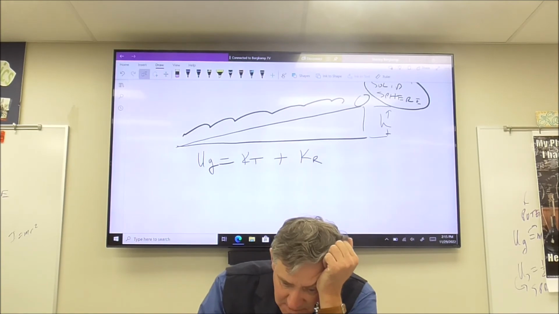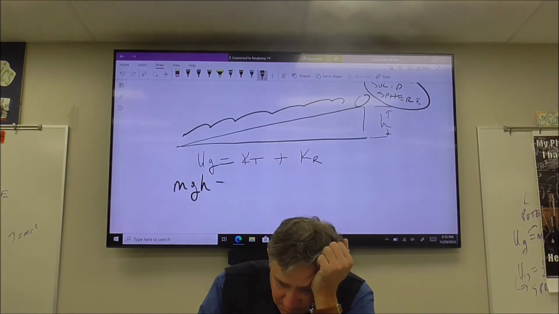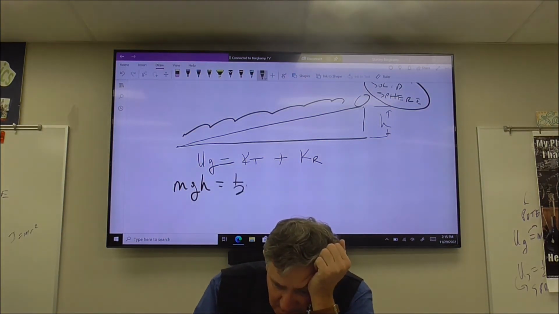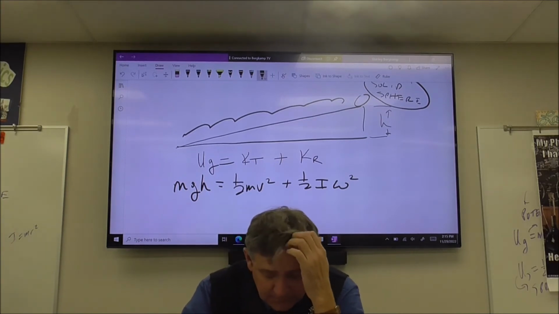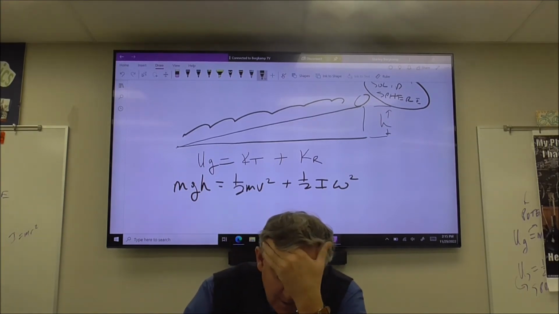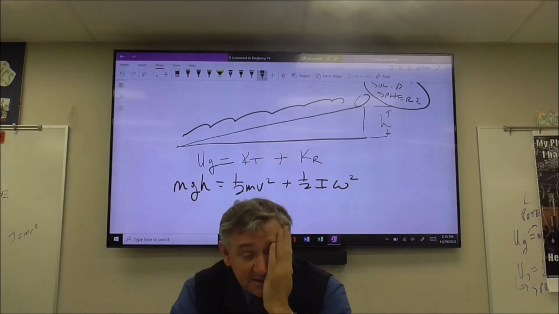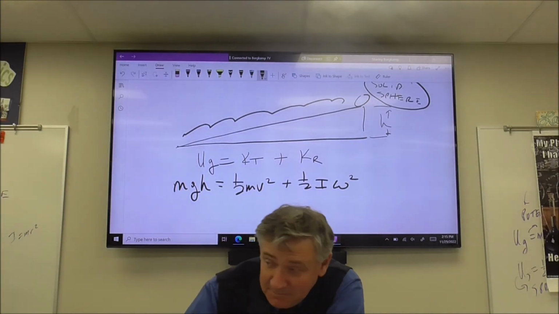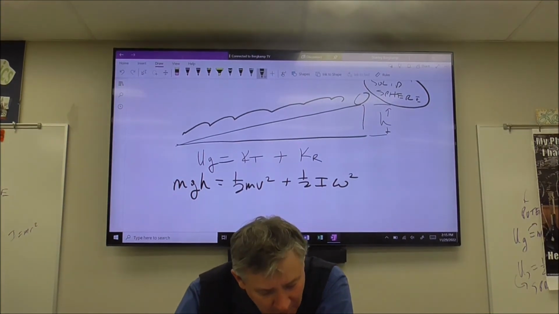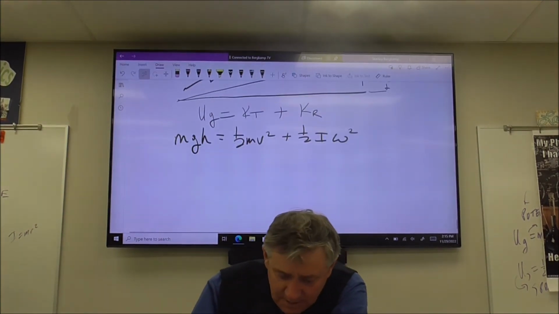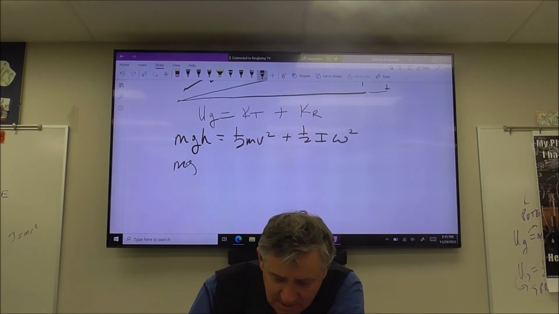So this is going to be mgh. That's going to be 1/2 mv squared. And that's going to be 1/2 I omega squared, right? Okay. Now, at this point, this is just ugliness through and through. Okay, it's bad. It's a train wreck. You can't even begin to solve this problem. But we're going to get clever. Okay? So that's going to be mgh, 1/2 mv squared.